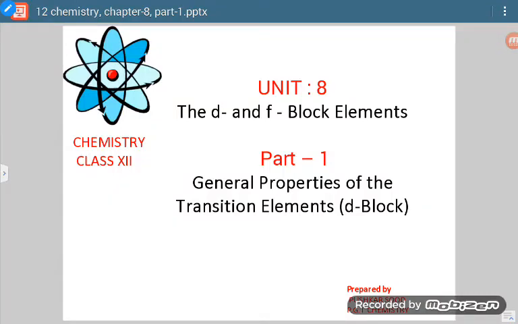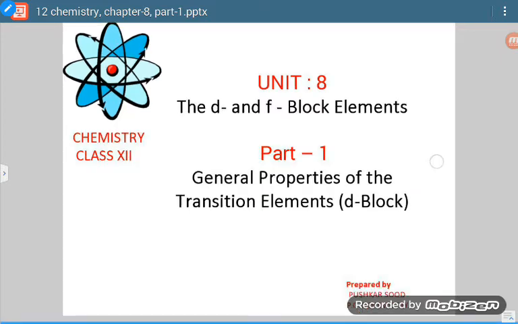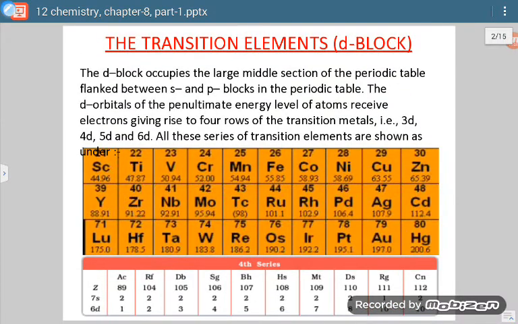Good morning, students. So today we are going to start our 8th unit, D and F block elements. In this unit we are going to study about the electronic configuration of D block elements and a few physical properties of transition metals. So first of all, let us start with D block.